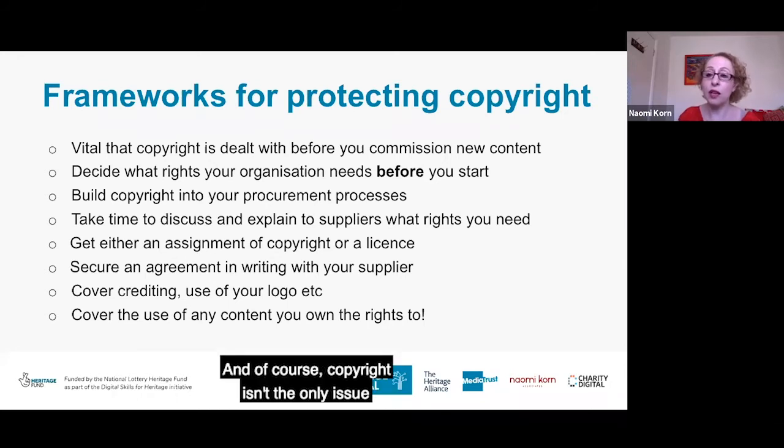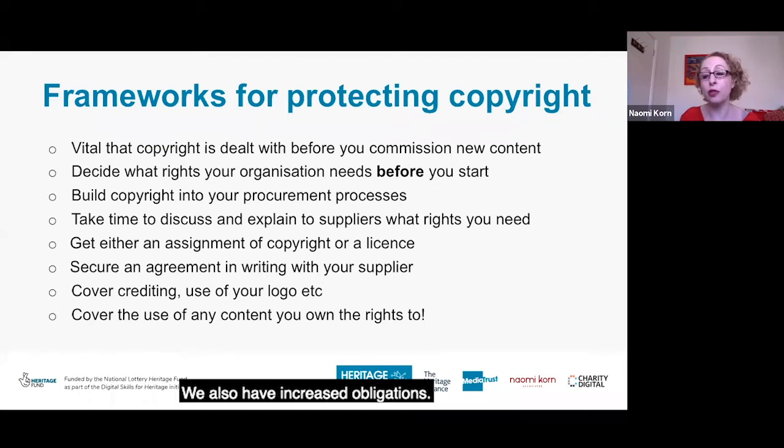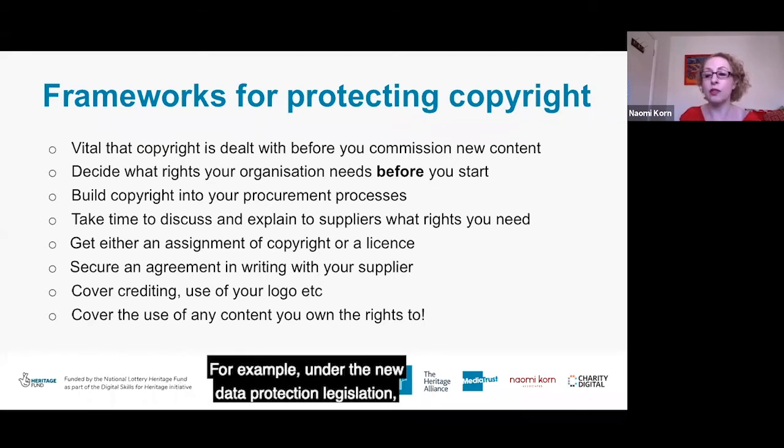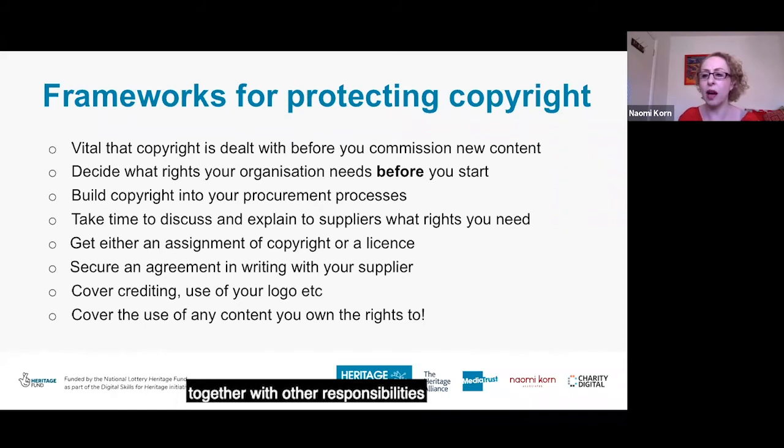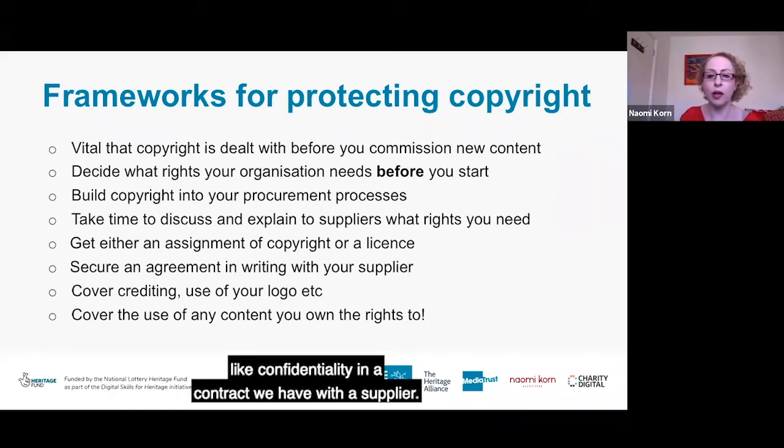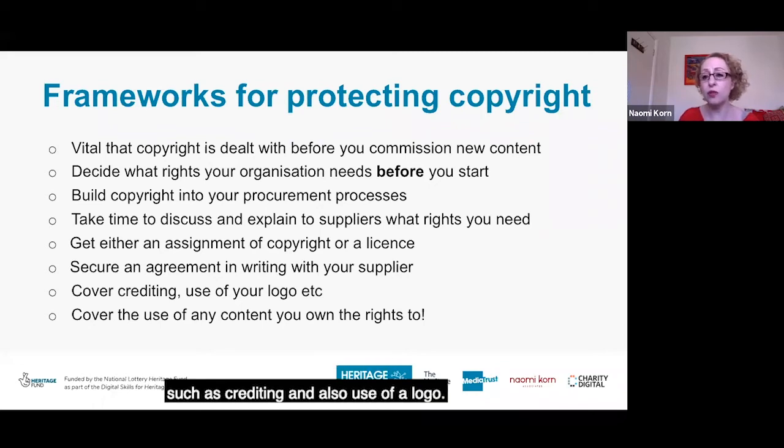And of course, copyright isn't the only issue that should go into some kind of agreement. We also have increased obligations, for example, under the new data protection legislation, the dreaded GDPR that came in May 2018. We need to make sure that those are clearly outlined together with other responsibilities like confidentiality in a contract we have with a supplier. Make sure you take the opportunity to cover other ways that you can protect your content, such as crediting and also use of a logo.